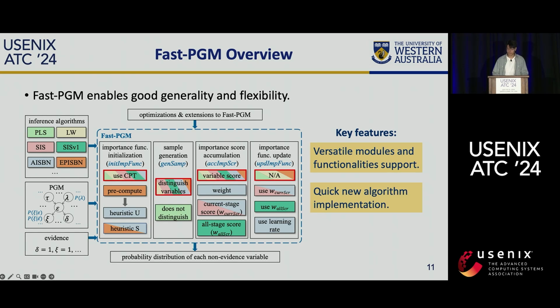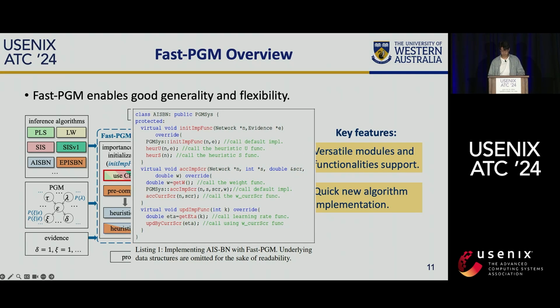Another feature is quick new algorithm implementation. We provide the abstract functionality, and the red boxes show the default implementations of the abstract functions. The underlying data structure and the inference are also well implemented. So implementing new algorithms under our framework is quick. For example, implementing AIS-BN based on FastPGM only needs less than 20 lines of code, but implementing it from scratch needs at least 400 lines.